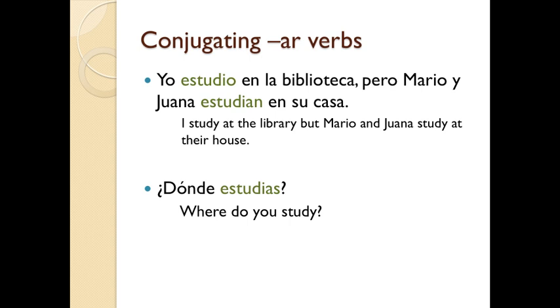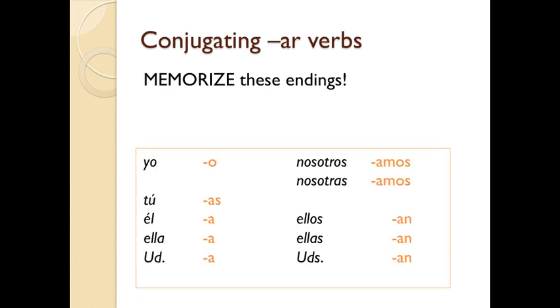If you say, yo estudiamos, that makes no sense. If you say, Mario y Juana estudio, that makes no sense. You have to put the right ending on the verb. Therefore, you must memorize these endings. Your endings for AR verbs are o, as, a, amos, an. What you're going to be required to do is conjugate verbs just like we did with hablar and estudiar. So if you do not know these endings, you won't be able to make good sentences in Spanish at all. That's why this is so extremely important.